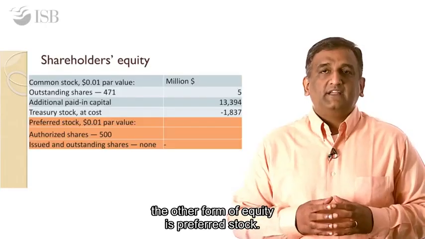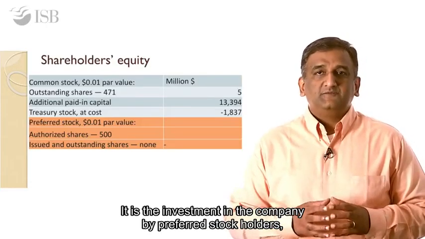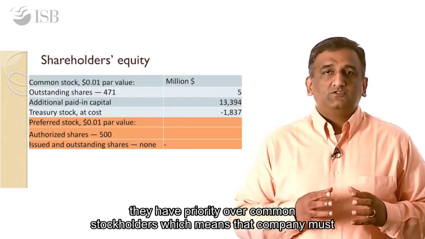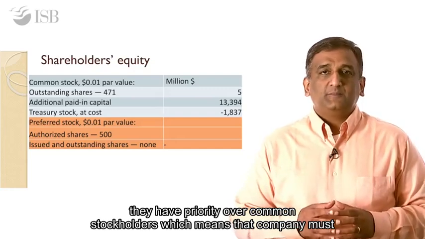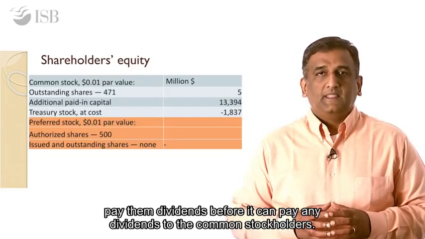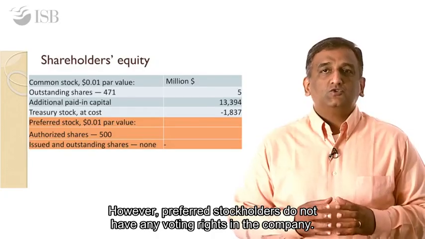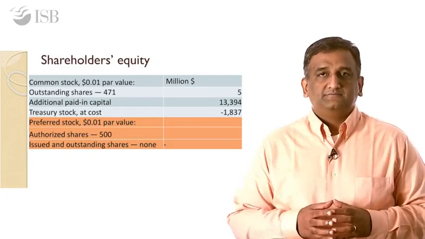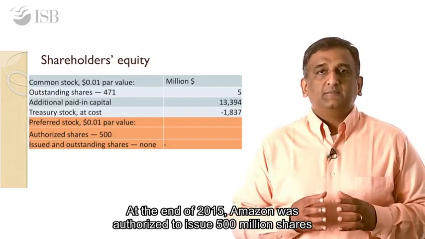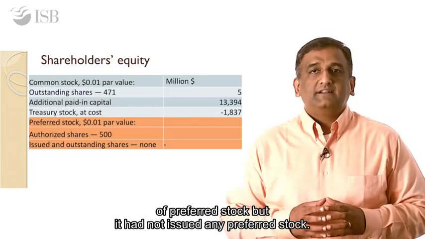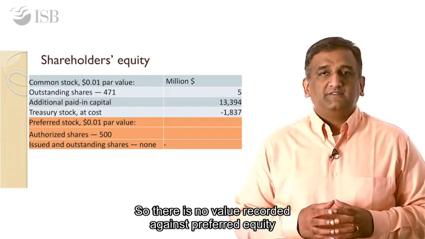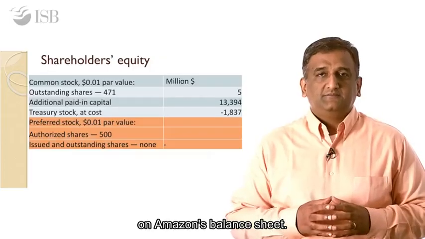The other form of equity is preferred stock. It is the investment in the company by preferred stockholders. They have priority over common stockholders, which means that the company must pay them dividends before it can pay any dividends to the common stockholders. However, preferred stockholders do not have any voting rights in the company. At the end of 2015, Amazon was authorized to issue 500 million shares of preferred stock, but it had not issued any preferred stock. So there is no value recorded against preferred equity on Amazon's balance sheet.